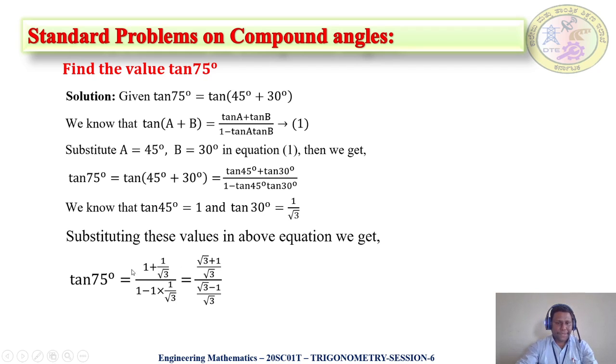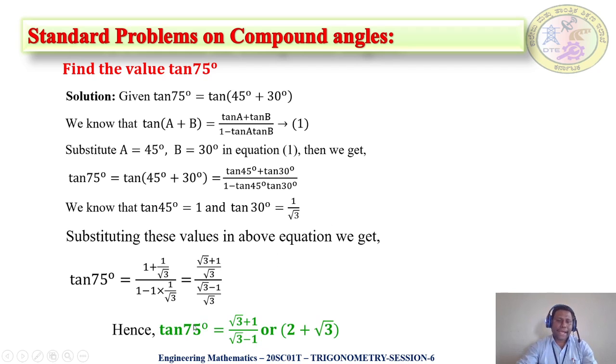Then if you take LCM here, in the numerator, root 3 will be the LCM, so it becomes root 3 into 1 is root 3 plus 1 whole divided by root 3. Again here also 1 by root 3 will remain. Again if you take root 3 as a LCM, root 3 into 1 is root 3 minus 1. In the numerator it is root 3 plus 1 whole divided by root 3. In the denominator root 3 minus 1 whole divided by root 3. And as you know that this root 3 and this root 3 get cancelled, it remains with root 3 plus 1 whole divided by root 3 minus 1.